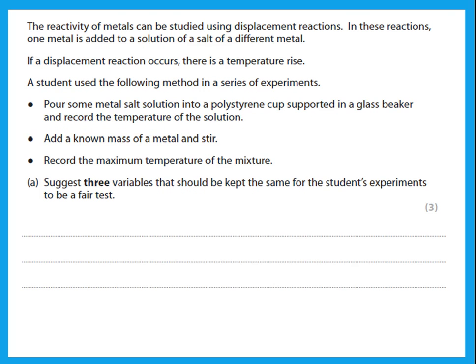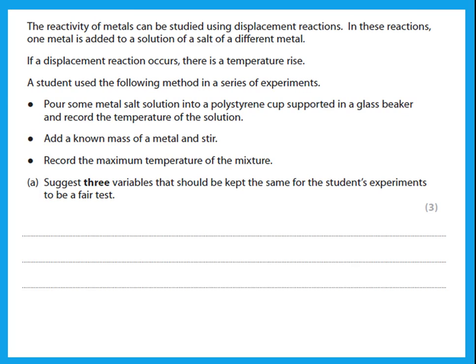The reactivity of metals can be studied using displacement reactions. In these reactions, one metal is added to a solution of a salt of a different metal. If a displacement reaction occurs, there is a temperature rise. A student used the following method in a series of experiments. Pour some metal solution into a polystyrene cup, supported in a glass beaker, and record the temperature of the solution. So he's recording the initial temperature. Add a known mass of a metal, stir, record the maximum temperature of the mixture.